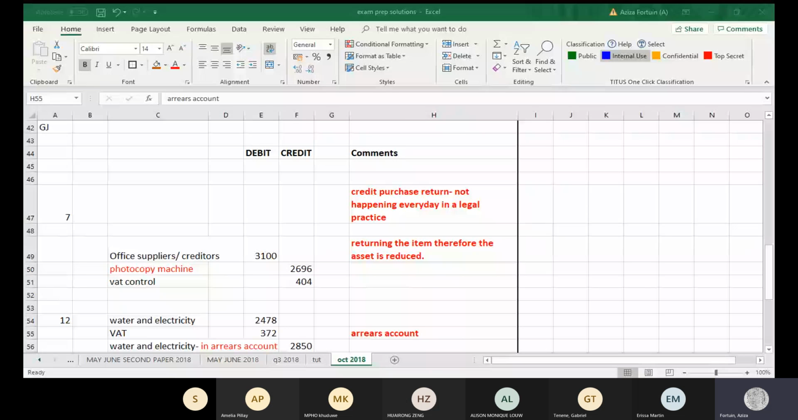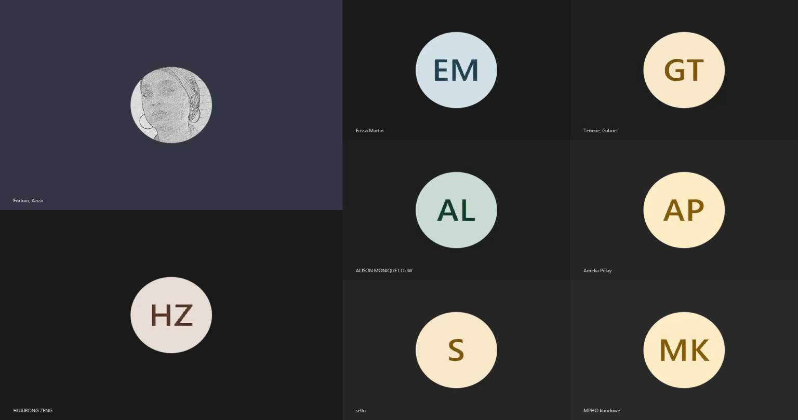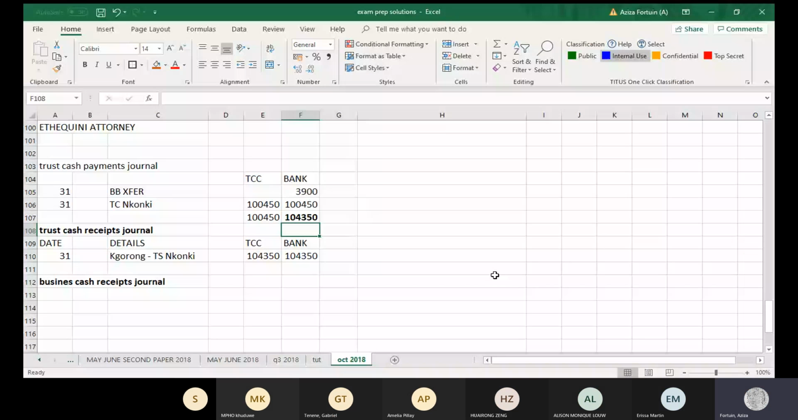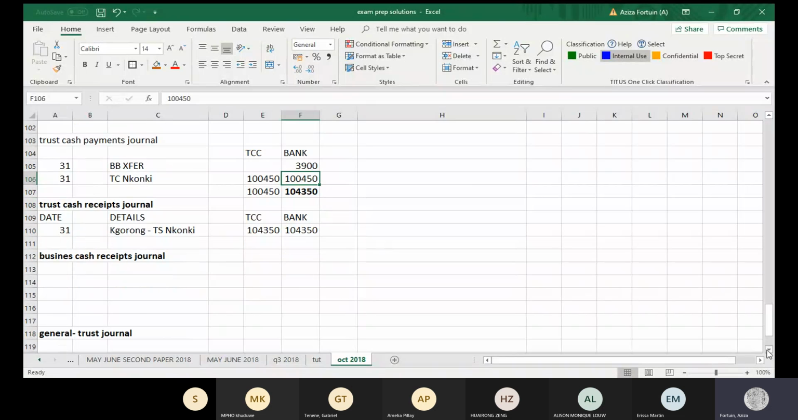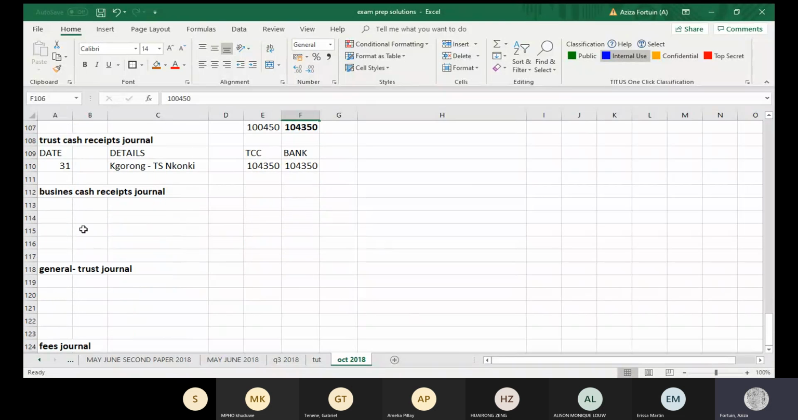Okay, like we explained previously, the instructing attorney gets the 104,350. That's what the instructing attorney gets. He then has to do a business bank transfer to the instructed attorney, which was the 3,900. So in actual fact, he's only sitting with the 100,450 with me. So what goes into my business bank? Sorry, my business cash receipts journal.